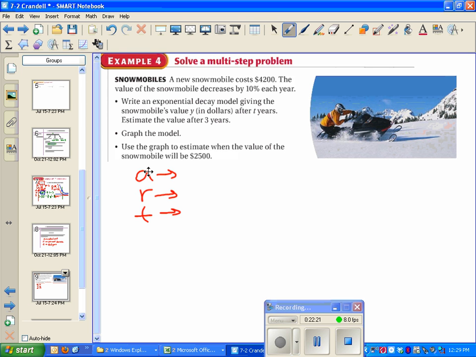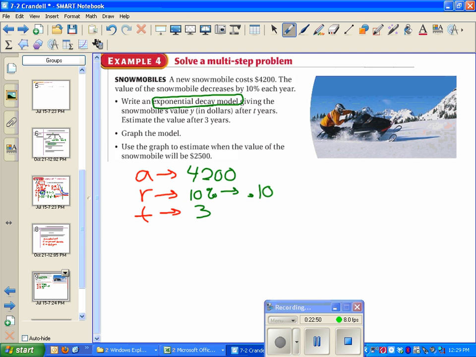So if you said A was 4,200, great job. The rate was 10%. And if you turned it into a decimal, you get bonus points. Magic bonus points, but still bonus points. And then if you put 3 for number of years, good job. Okay, so we're going to write an exponential decay model.